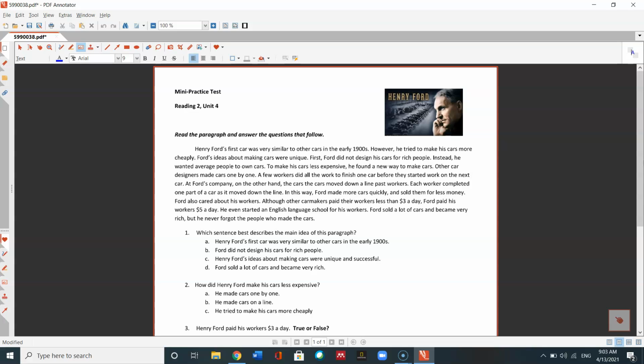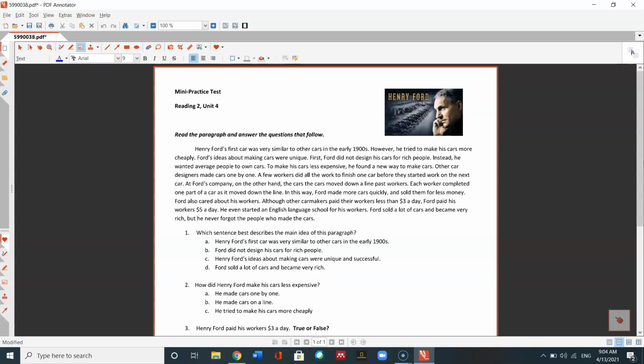Ford also cared about his workers. Although other car makers paid their workers less than $3 a day, Ford paid his workers $5 a day. He even started an English language school for his workers. Ford sold a lot of cars and became very rich. But he never forgot the people who made the cars.